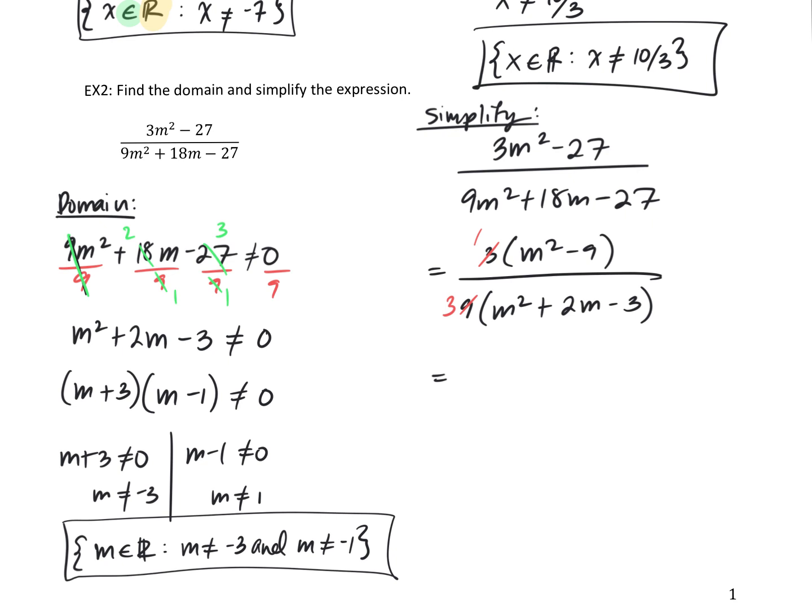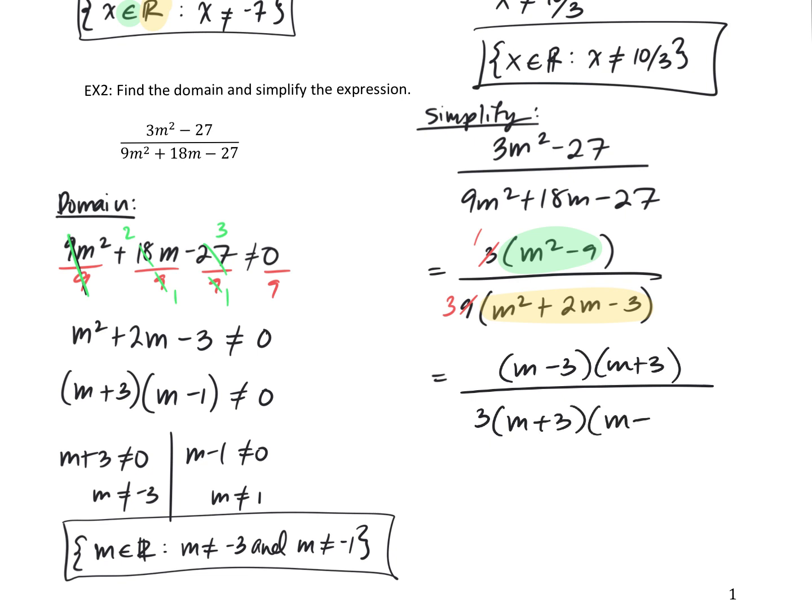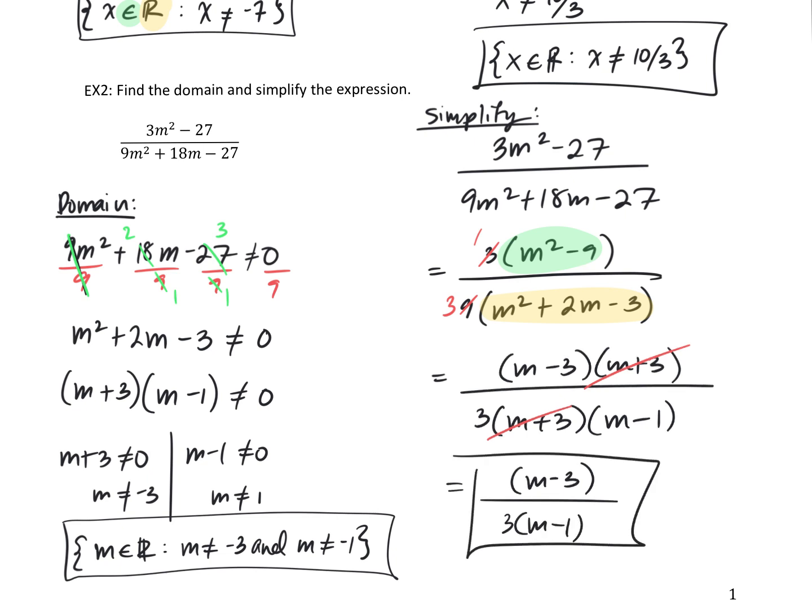And then in the numerator, we have the difference of two squares. Ooh, and we know we can also simplify this. Let's go ahead and do that. We have m squared minus 9 simplifies into m minus 3 times m plus 3. And then in the bottom we have 3, and we have m plus 3 times m minus 1. Okay, so let's see. And then the m minus 3's would cancel. And I would be left with m minus 3 times 3 over m minus 1. And that would be a simplified version of my rational expression.